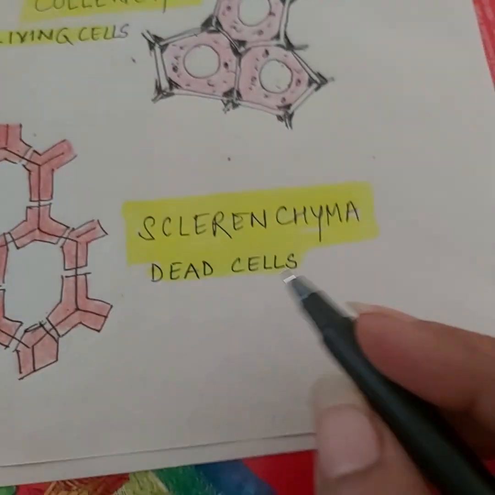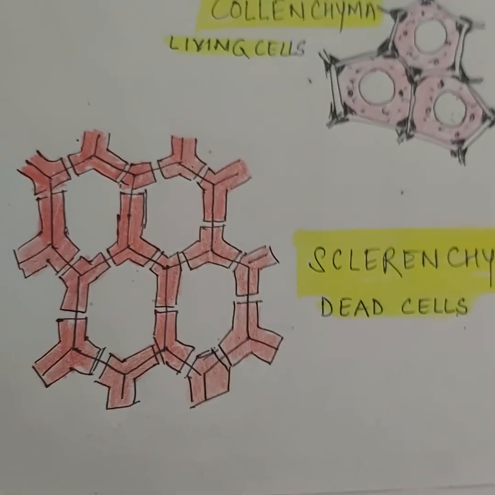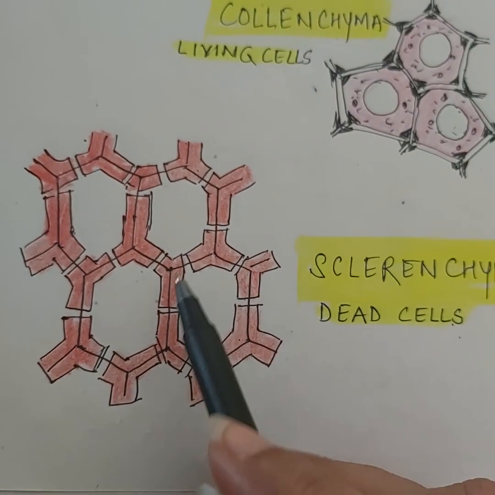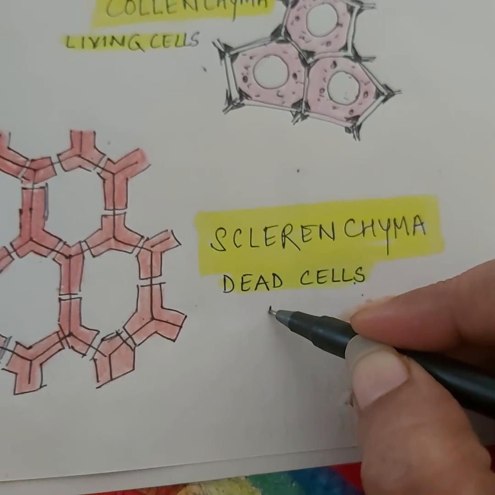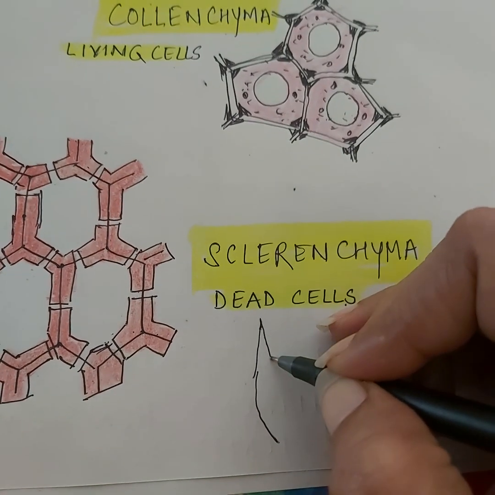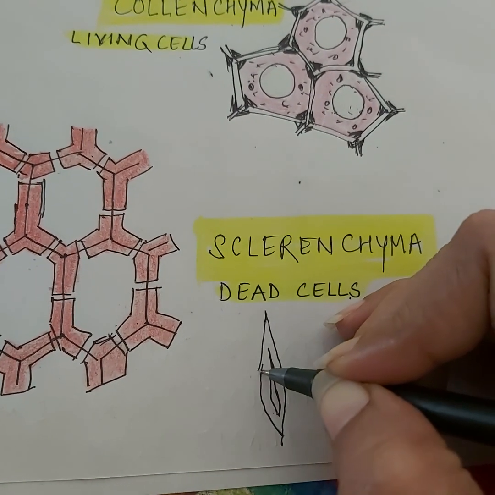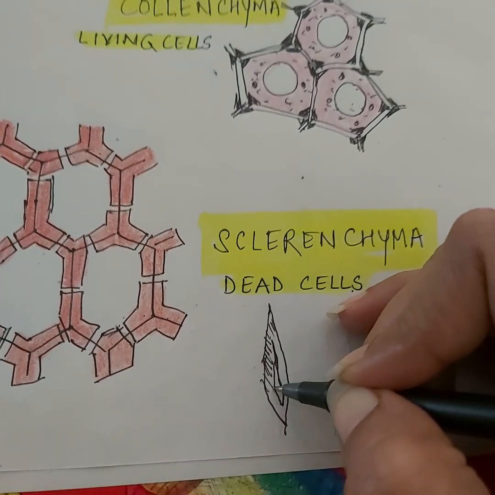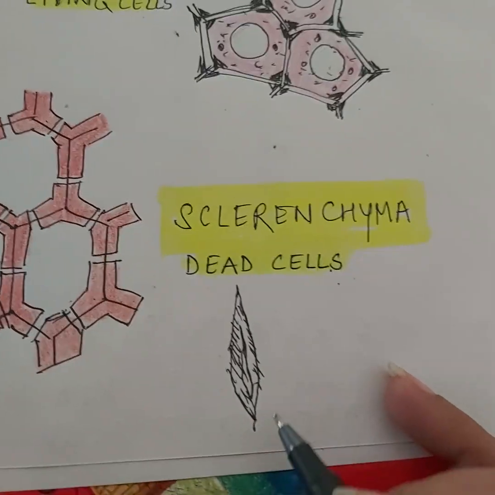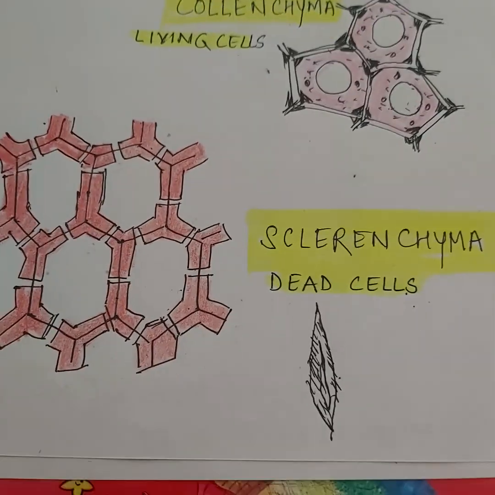Sclerenchyma tissue can be further classified into two types of cells, that is the sclereids and the sclerenchyma fibers. These hexagonal cells that you can see are the sclereids, whereas a sclerenchyma fiber appears spindle shaped like this, and it is made up of thick lignified cell walls, no cytoplasm, no nucleus. They are all long spindle shaped cells. These are called sclerenchyma fibers, whereas these are called the sclereids or the grit cells.